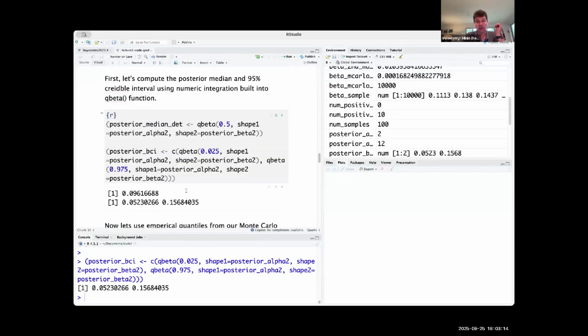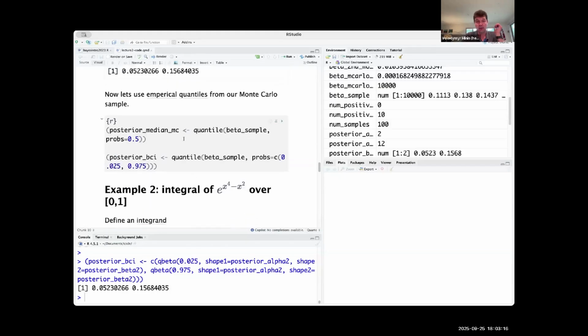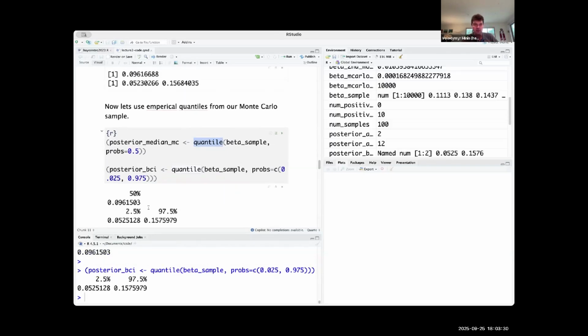But you can also do the same calculation using Monte Carlo. There's a quantile function that computes empirical quantiles, where you basically order your samples and then you cut off 2.5% of them, and that's your empirical quantile. So you can do empirical quantiles, and they will come out pretty close. Notice that's my 2.5% quantile. This is my 97.5%. So it gave me basically the same numbers.